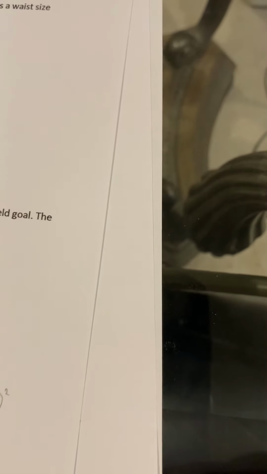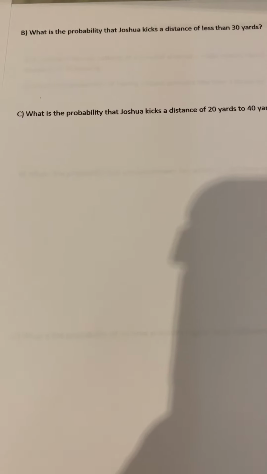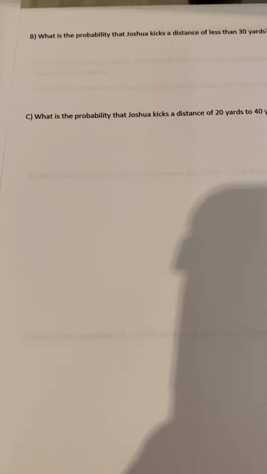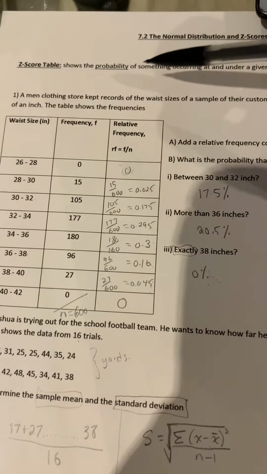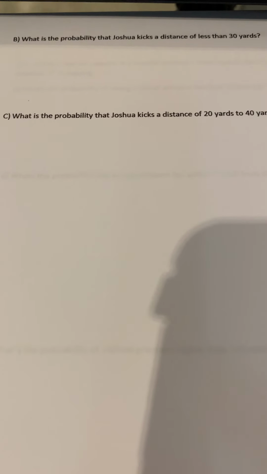Okay, going on to the back now. It says, what is the probability that Joshua kicks a distance of less than 30 yards? From here on out, when they're asking for the probability, we are going to use the z-scores. Going back to what we did on the first page, when I was saying the probability from the z-score table, from now on we are going to calculate the probability using the z-scores.